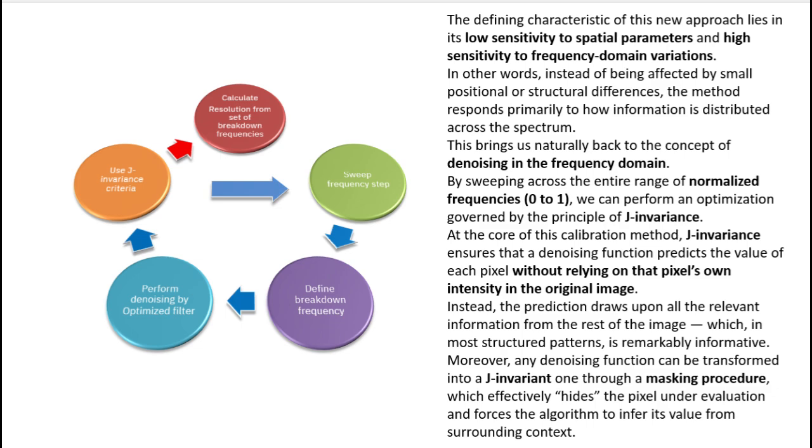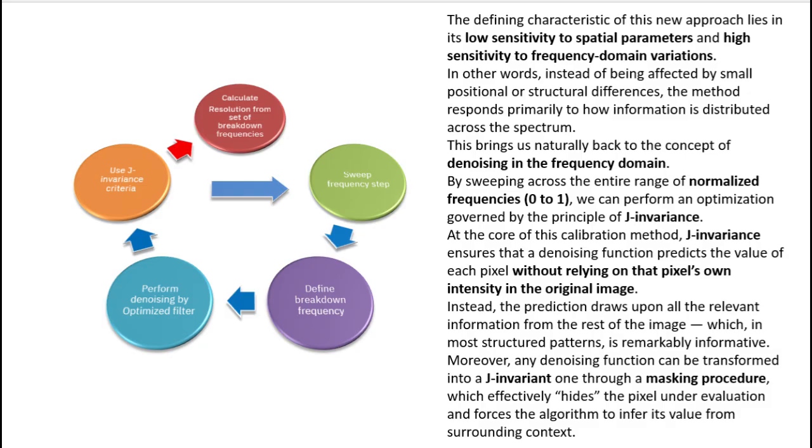By sweeping across the entire range of normalized frequencies, 0 to 1, we can perform an optimization governed by the principle of J-invariance. At the core of this calibration method, J-invariance ensures that a denoising function predicts the value of each pixel without relying on that pixel's own intensity in the original image.